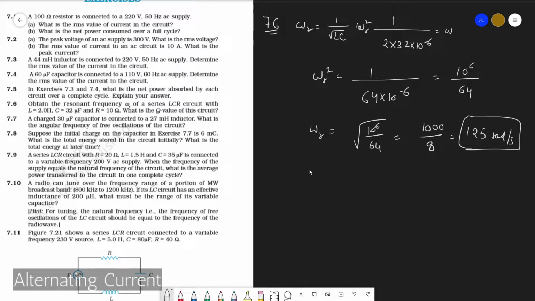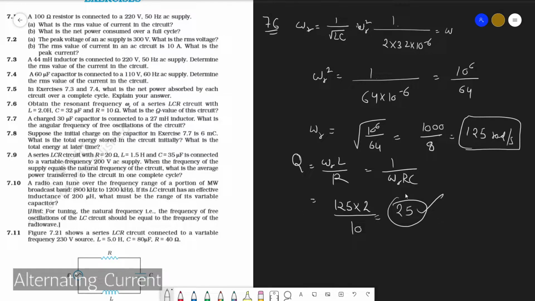Now you need to find Q, which is what is being asked. So Q, you know this, is omega r L by R. This formula you need to remember. Alternatively, you can solve it using the other quantities also, since all of them are given. If I go by this, omega r is 125, L is given as 2 henries, and resistance is 10 ohm. So 2 fives are 10 and this is nothing but 25. So this is your quality factor, and this is your resonant frequency.